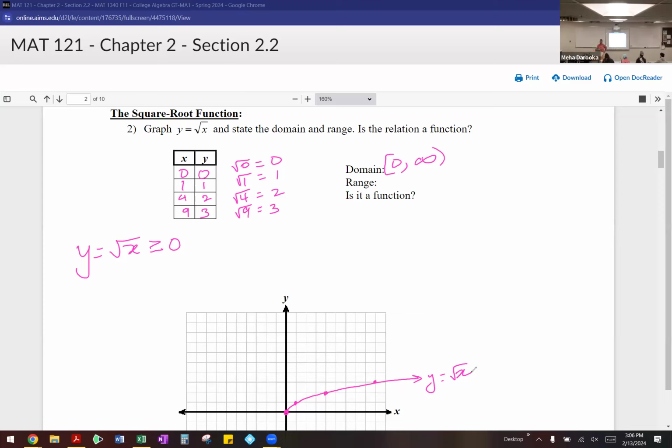Is it a function? Yes or no? Yes, because it will pass the vertical line test, right? And of course, we can see we're not going to end up with the same x with different y values. What do you say about the range? What kind of y values are we coming up with for this function? Yes, because again, you can see there's no graph on the negative side of the y-axis. We're starting at 0, and of course, we're headed upward. So the range is also going to be from 0 to infinity.